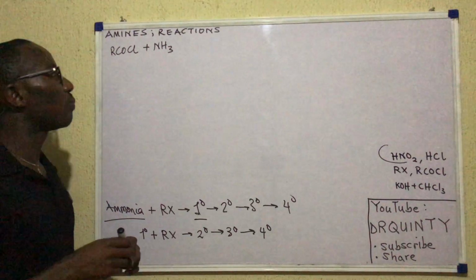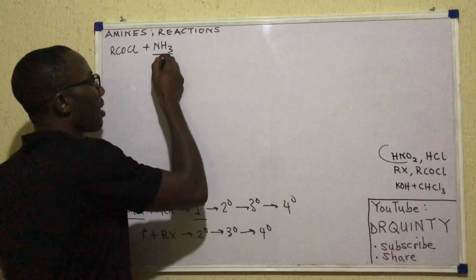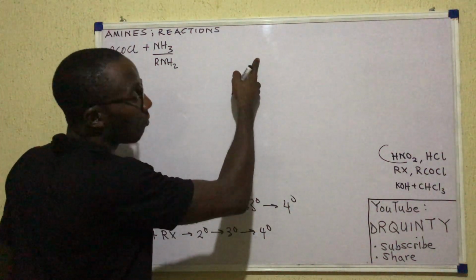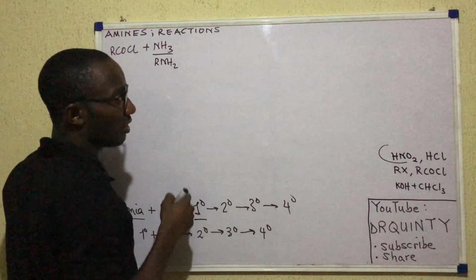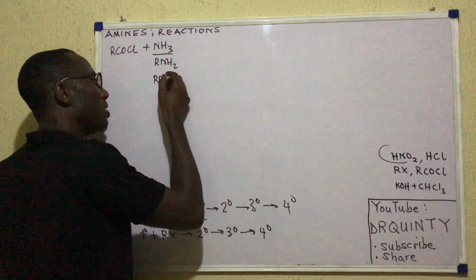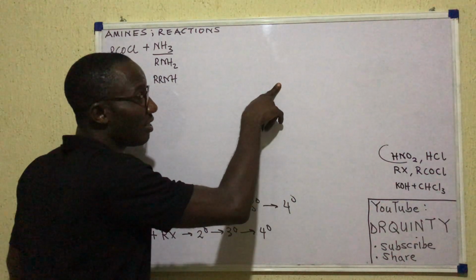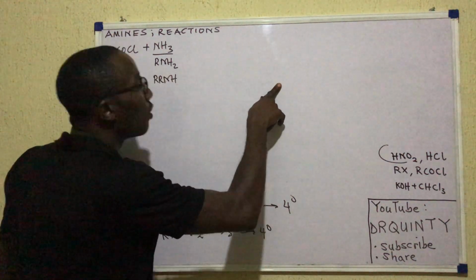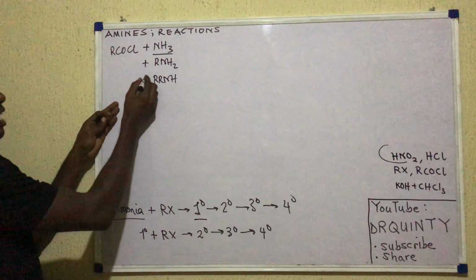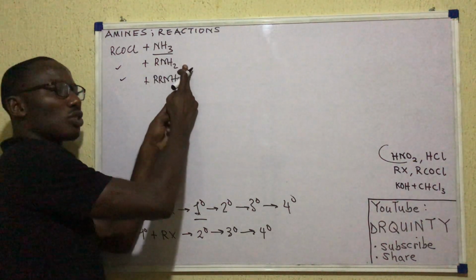However, it is possible that in place of ammonia here, we have a primary amine, in which case you still get an amide, but it will be a secondary amide this time around. Or you use a secondary amine, and in that case you still get an amide, but the amide will be tertiary. So now that we are studying amines, we are looking at these last two reactions as reactions of amines.